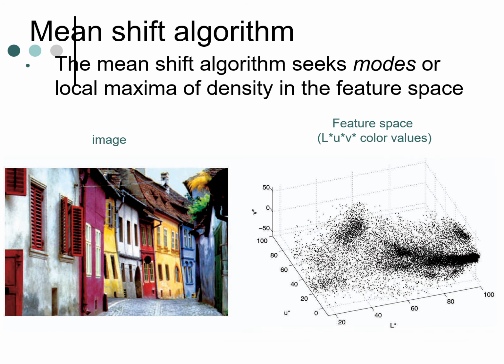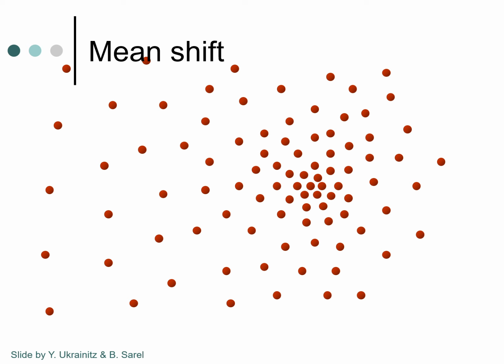This is the mean shift algorithm for the house entrance images. In this, the mean shift algorithm seeks the modes, the local maxima of the density in the feature space. Here we are using the feature space of L star, U star, V star color values to identify the local maxima of density in the feature space.